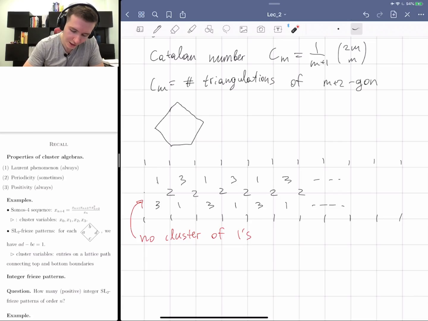Anyway, let me try to draw 5 possible triangulations, just to remind you about Catalan numbers, and then I'm going to state a theorem.